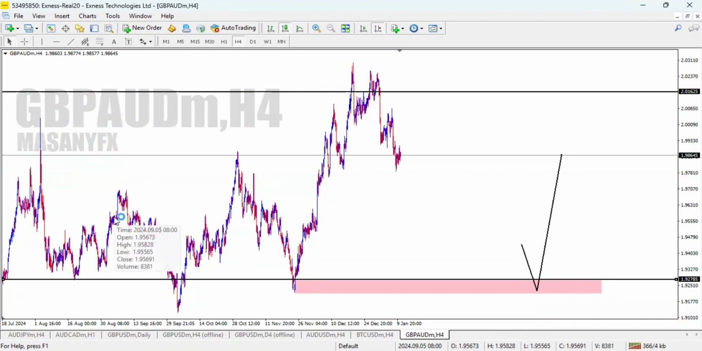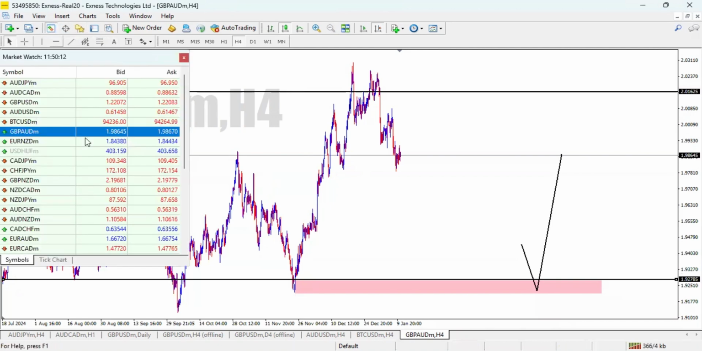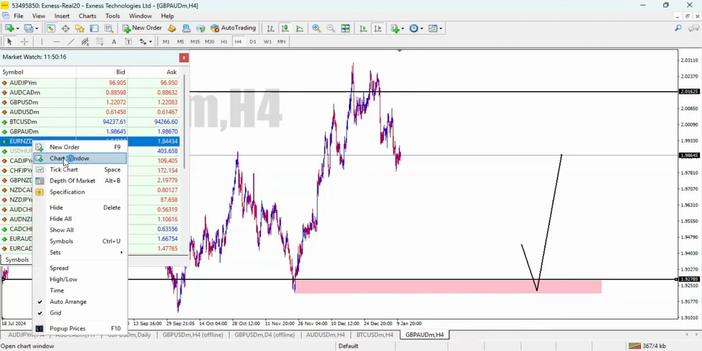This one seems to be very tricky. So I don't want to force this one. We'll see it later. Let's move to Euro NZD.